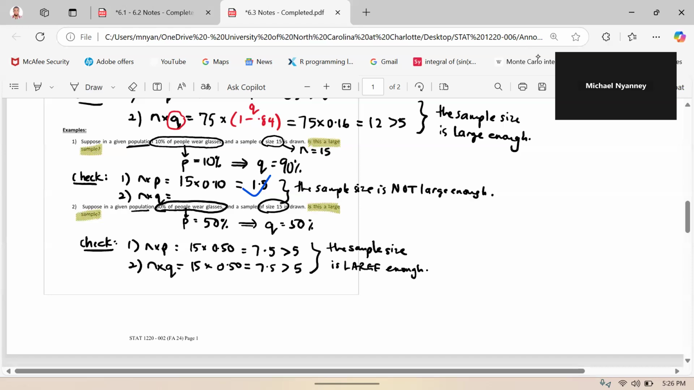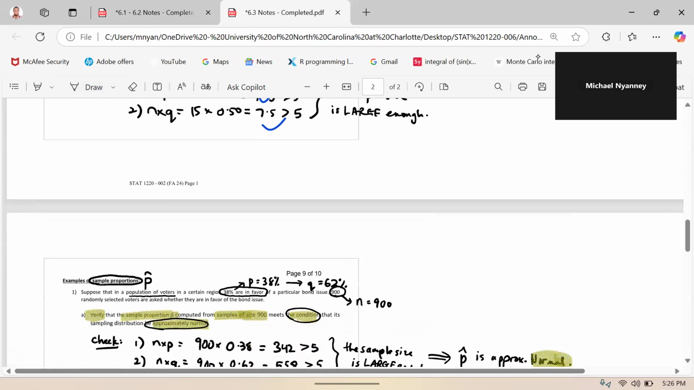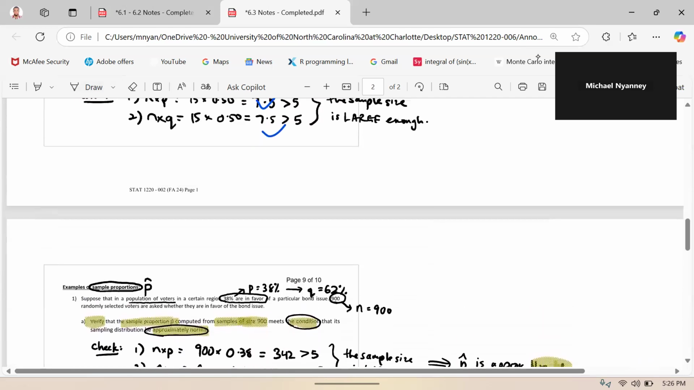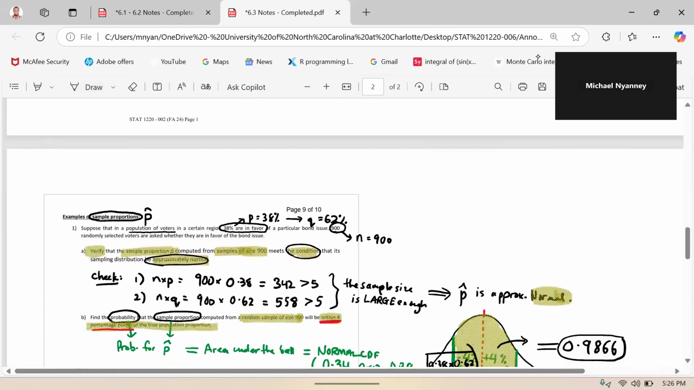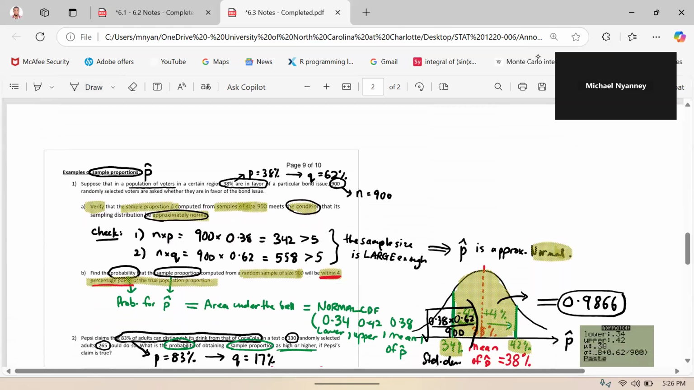For the second condition, we have P to be 0.5 and Q to also be 0.5. So we did one: we had 7.5, which is greater than 5. And we did the other one too, which is also greater than 5. Then the sample size is large enough. That's the whole concept. So if it is large enough, indeed we can use the normal distribution in case you want to find any probability.